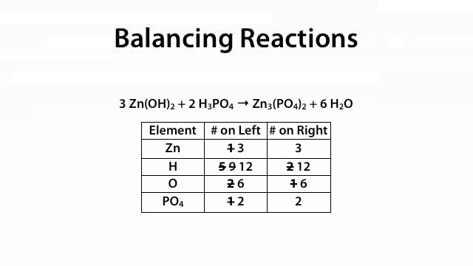And if you look, you can see that oxygens are now balanced due to that multiplication factor of 6 on the H2O. So now we have our Zn balanced, our H balanced, our O balanced, and our PO4 is balanced. So this equation is now finally balanced.